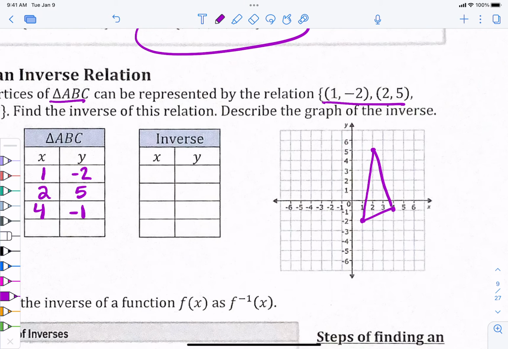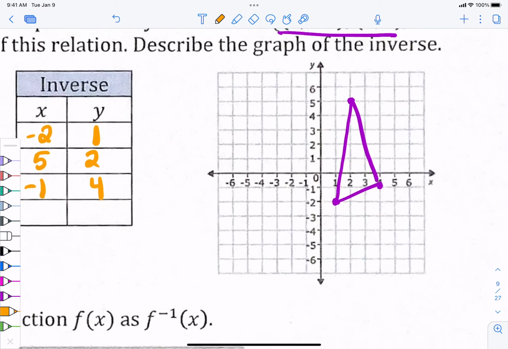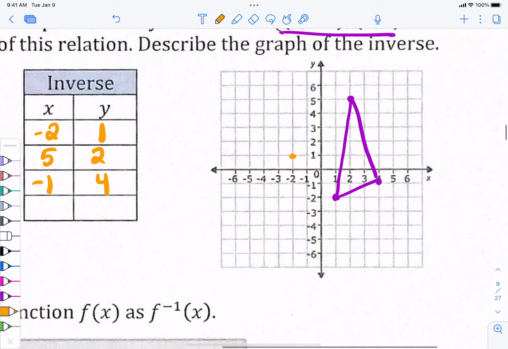And we just said that the inverse, to undo those things, you flip them around, okay? It reverses it. It makes it go backwards. So this is -2, 1. Instead of 1, -2, it's -2, 1. This guy would be 5, 2, and this guy would be -1, 4, right? We just flip them around. Okay, and let's see what the graph looks like after you graph him, okay? Negative 2 is at 1. 5 is at 2. Negative 1 is at 4. Graph those guys and we'll compare and we'll see what happens here.